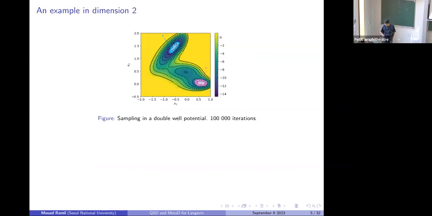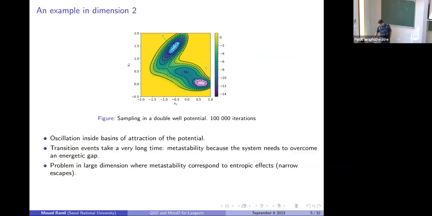And I will briefly mention this two-dimensional example. You have one set A, another set B, and you want to sample a transition path from A to B. So we do 100,000 iterations using a standard Euler scheme, and we observe that the system remains stuck in both wells. You only see oscillation, and this is because the system needs to overcome some energetic gap in order to come to the other state.